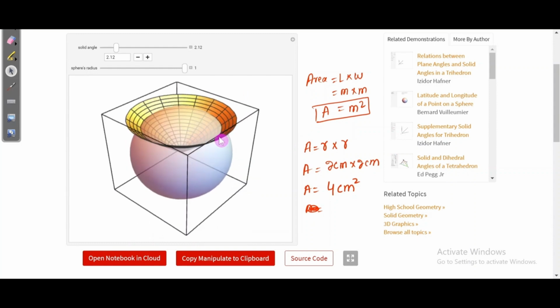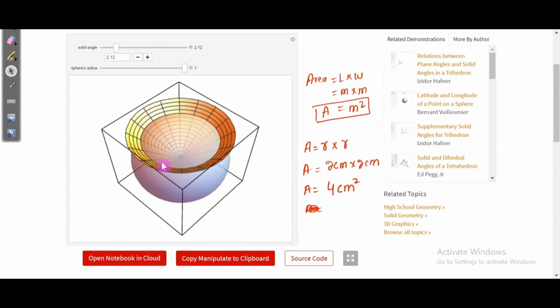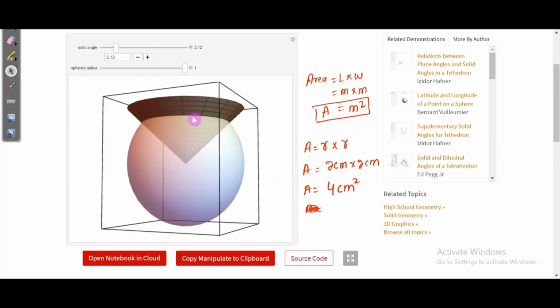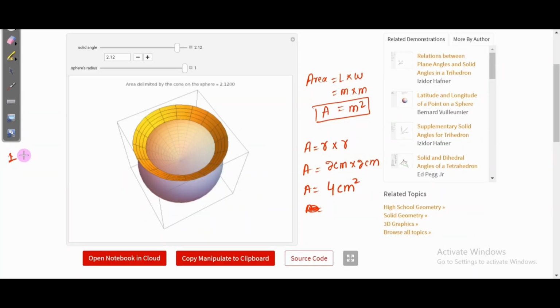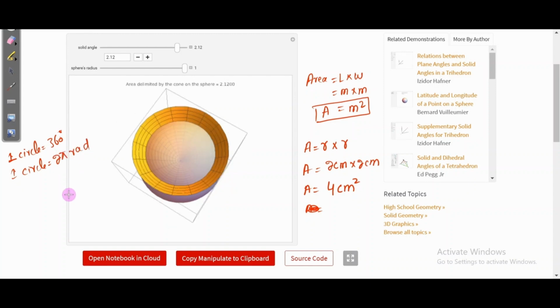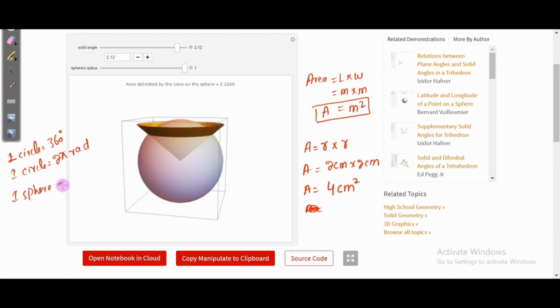The boundary of that area, in the palm of the cone, will make some angle theta with the center, and that angle is called 1 steradian. For one circle, we have 360 degree. For one circle, we can also say 2 pi radian. Now, for one sphere, how many steradian will be there?